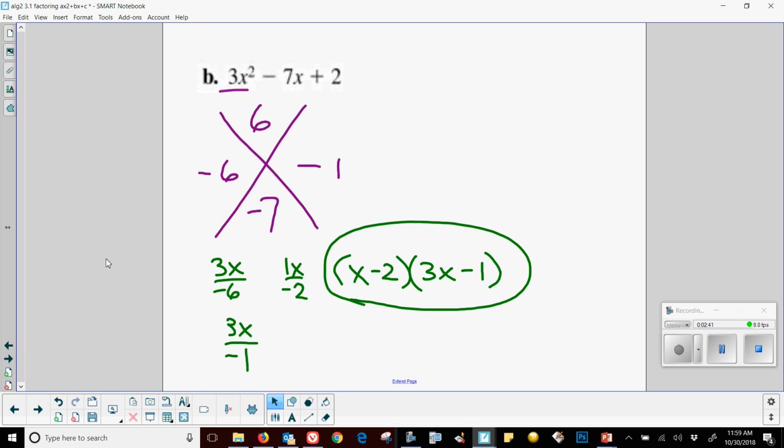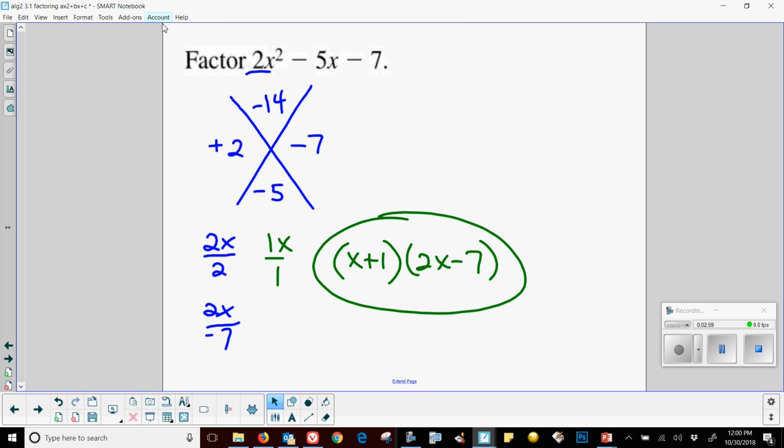Here's another example we went through pretty quick. 6 on top, -7 on bottom, so both of my signs were negative. Same signs, add and keep the sign to the bottom. 3x over -6 reduced, 3x over -1. Really needed to stay just like that.